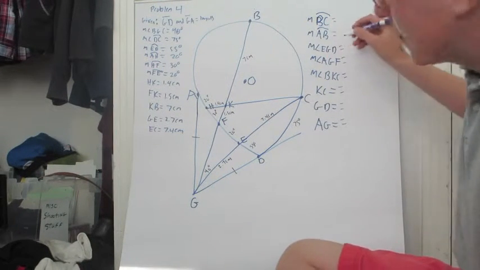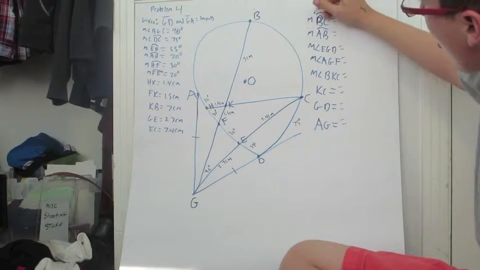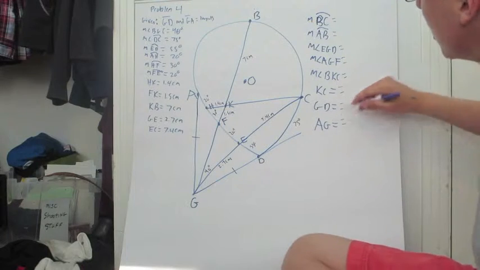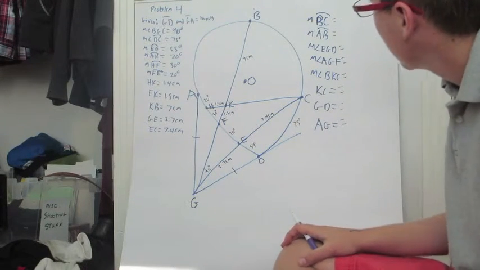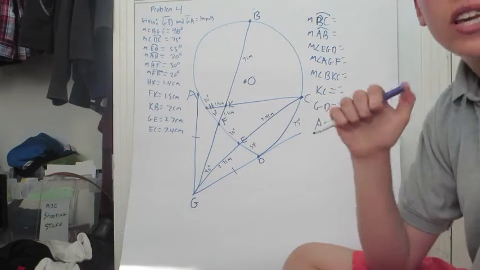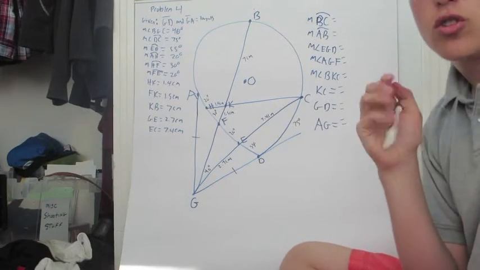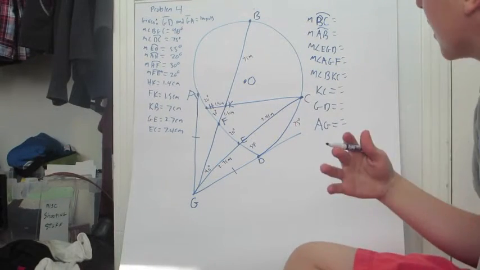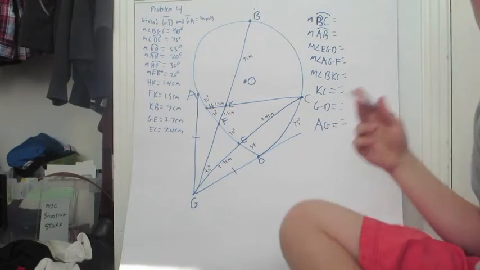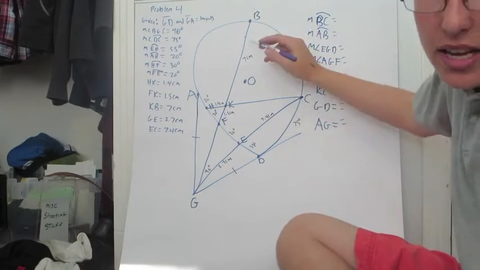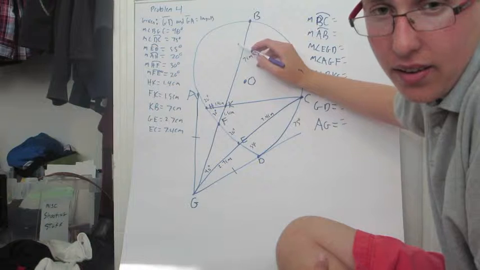Alright, so now we can figure out these measures. These are what we need to figure out. So we can figure out the measure of arc BC by using the theorem of two secants intersecting on the outside of the circle. And those two secants would be this one right here.